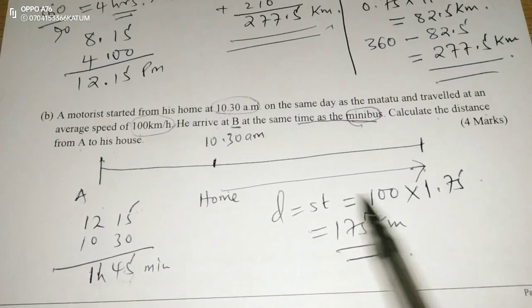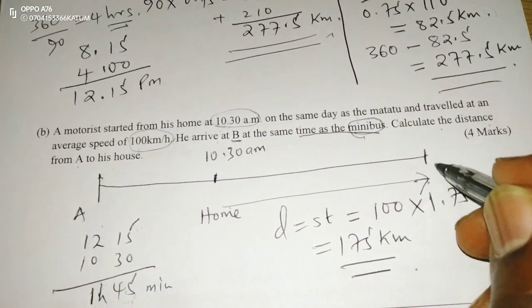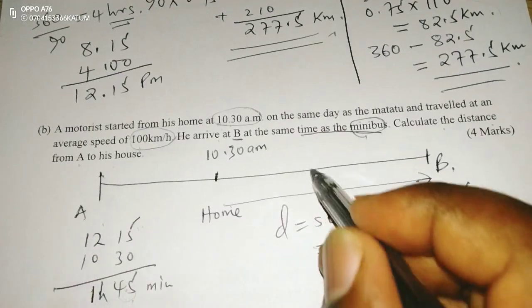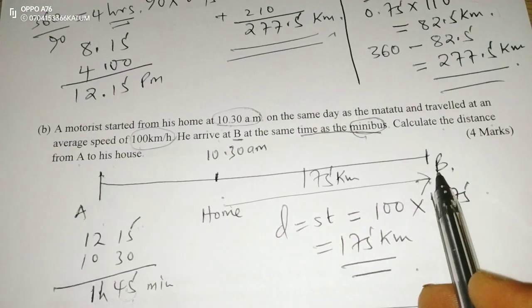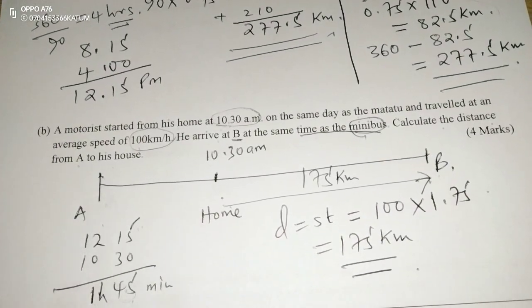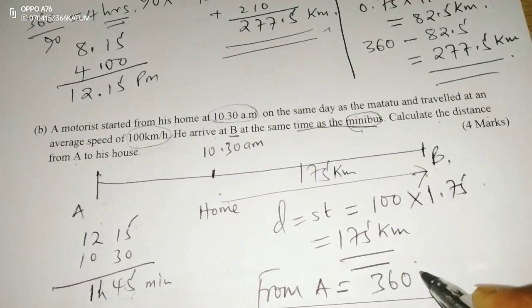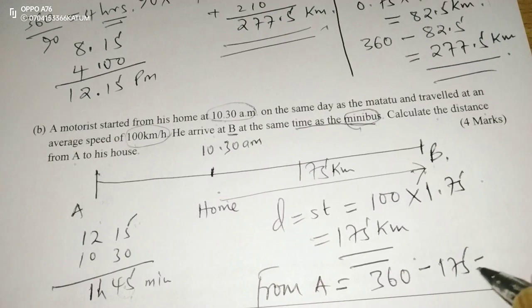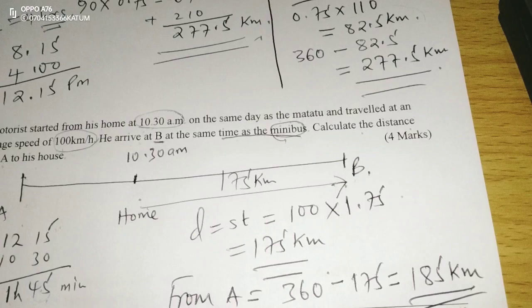So the motorist has started his journey somewhere and he is covering 175 to reach B. So if he is covering 175 to reach B, how far is his home from A? So we have 175 to the home, but now from B to A is 360. So from A, it will be 360 minus 175 kilometers, which is 185 kilometers of distance.